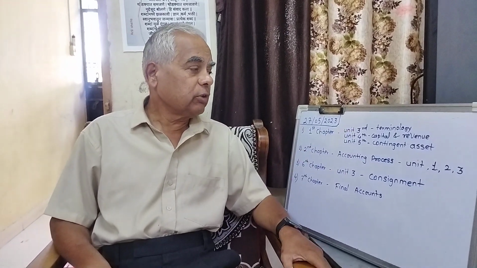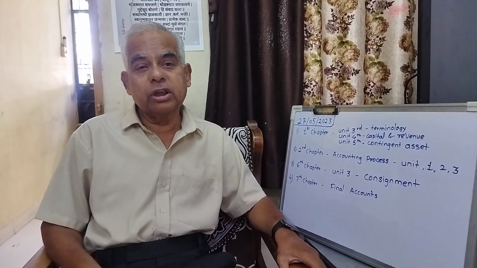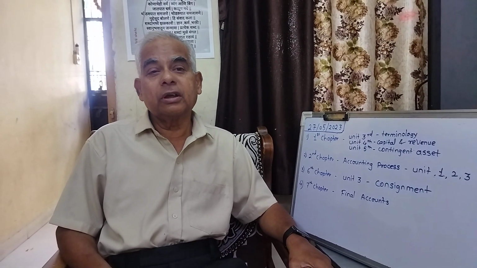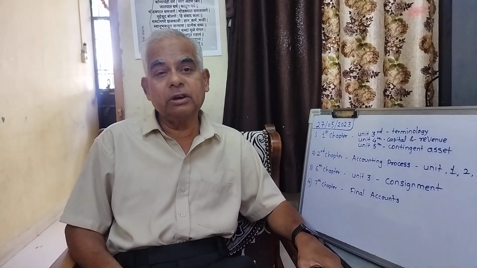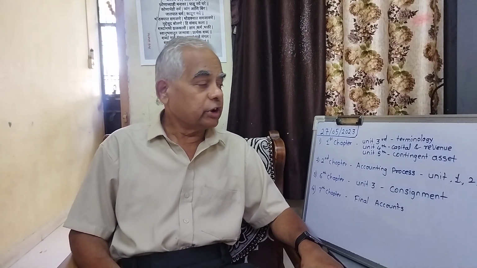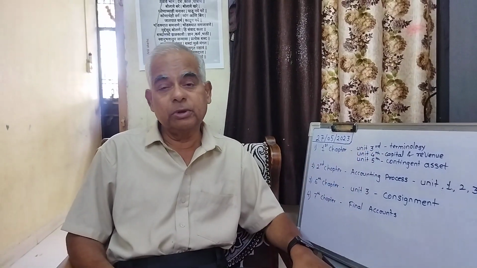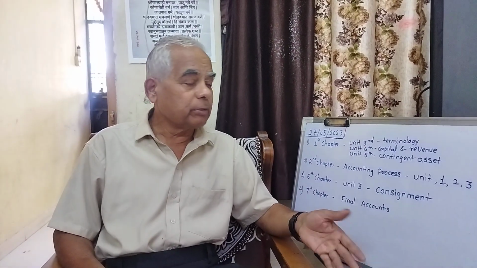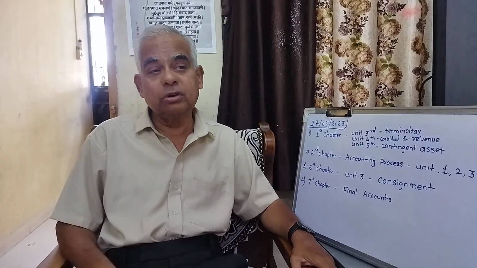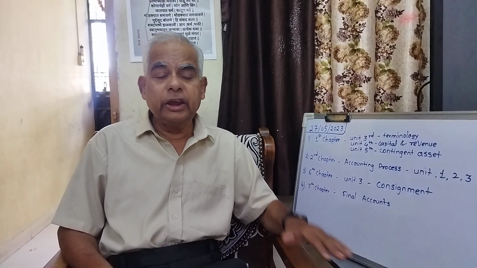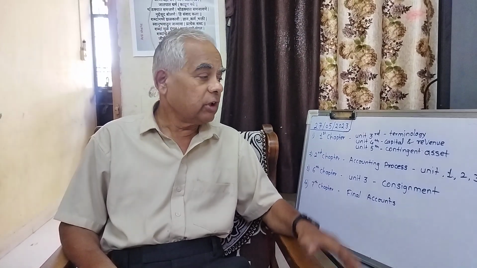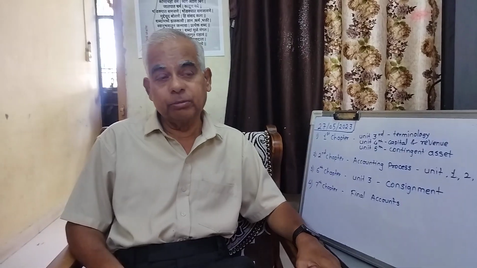In Unit 4, we find capital and revenue receipts. Capital receipt means capital raised. For example, share capital, long-term loan, such types of items come under the capital receipt. Revenue receipt means whatever income or receipt is generated from the business. Any businessman's main receipt is sales. So sales is the main revenue receipt that we are going to consider.